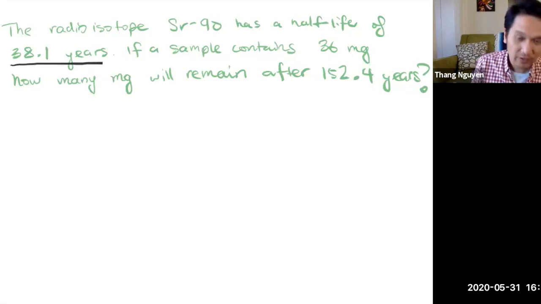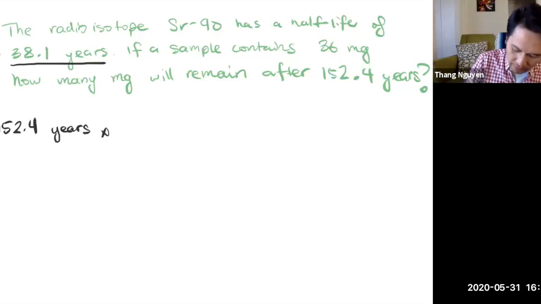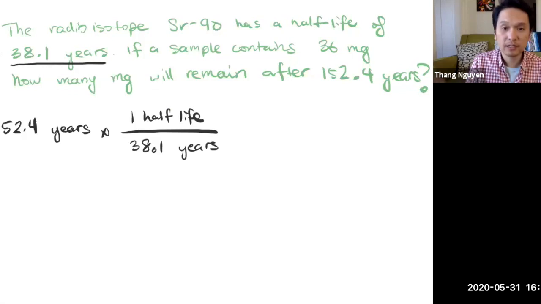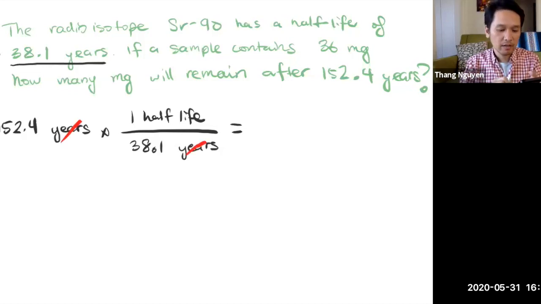So using this as a conversion factor, we are going to convert 152.4 years into half-lives. We know that there are 38.1 years in 1 half-life of strontium-90, right? So if we do that calculation, we will see how many half-lives have gone by. 152.4 divided by 38.1 will give us 4. That's our answer. So 4 half-lives.